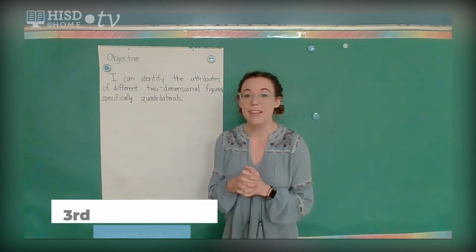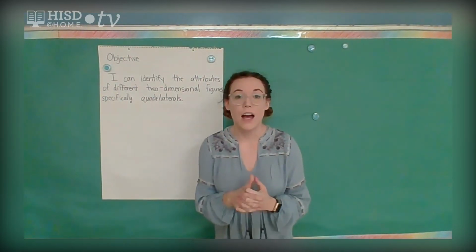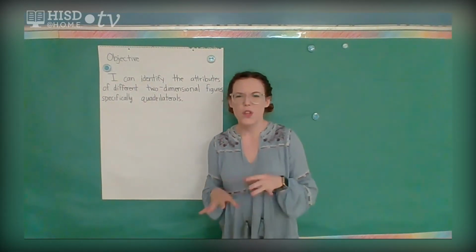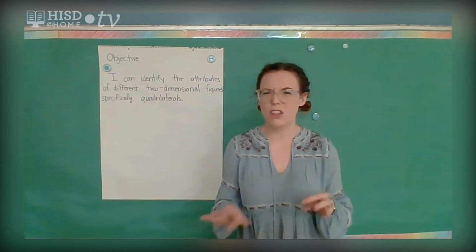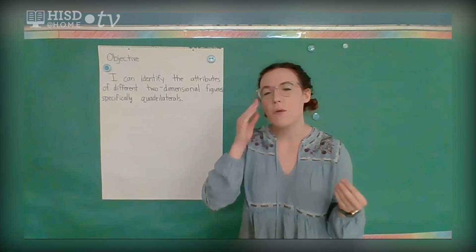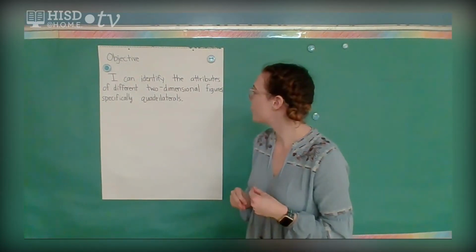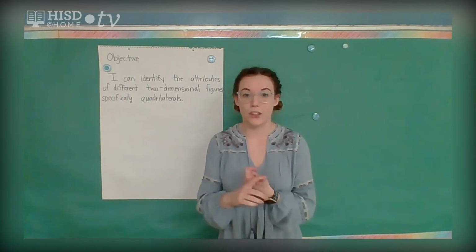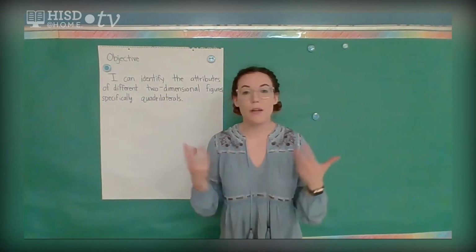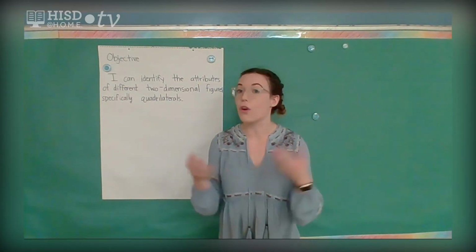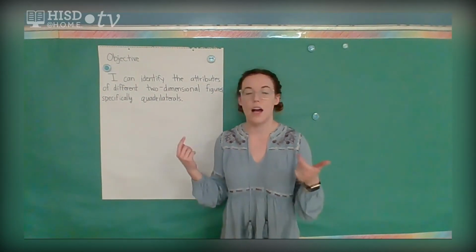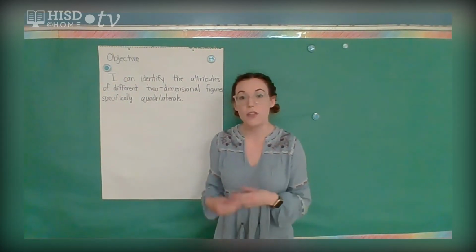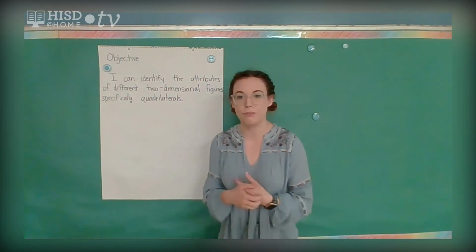I can identify the attributes of different two-dimensional figures, specifically quadrilaterals. Let's take this apart for a second because there's a lot of vocabulary in here we may or may not be familiar with. Let's start with the word attributes. Attributes is another word for characteristics or qualities, things that we can observe about a figure or an object. We use our senses, and with geometry, we'll be using our eyes and our tools to measure.